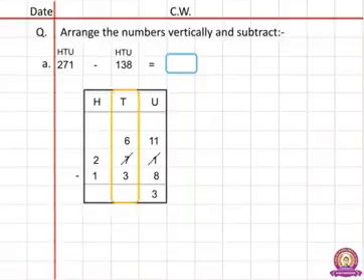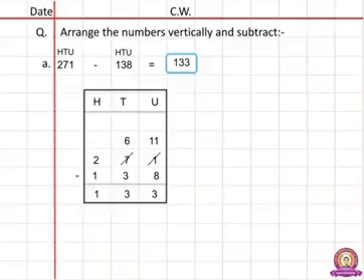Next is the tens column. We have a bigger number on top. Therefore, we can carry on with the subtraction. 6 minus 3 is equal to 3. Lastly, we have the hundreds column. 2 minus 1 is equal to 1. Therefore, 271 minus 138 is equal to 133. Write the answer in figures and words.